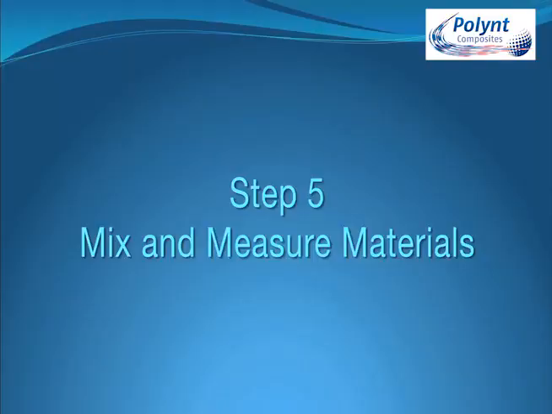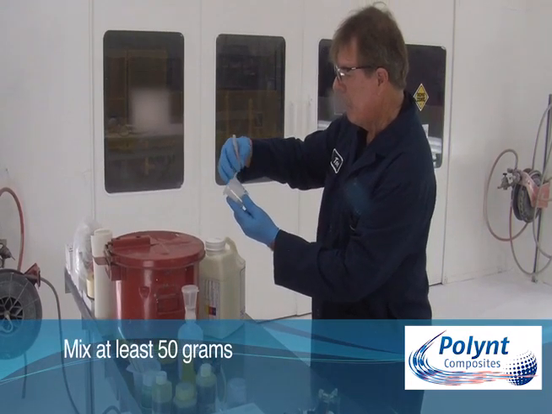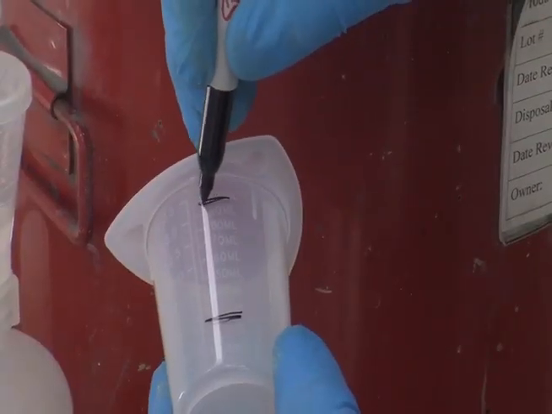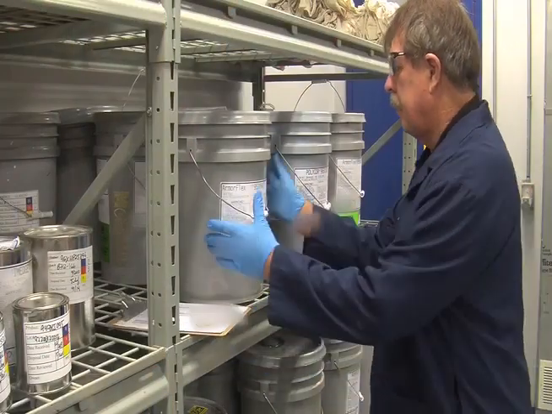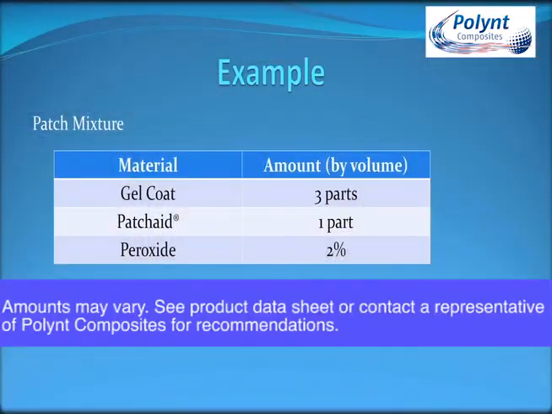Step 5. Mix and measure the materials. For smaller repair areas, mix at least 50 grams to help ensure measurement accuracy. Always take gel coat from a mixed container of the gel coat's original batch. This is an example of a patch mixture. Refer to your gel coat's technical data sheet for any special recommendations.